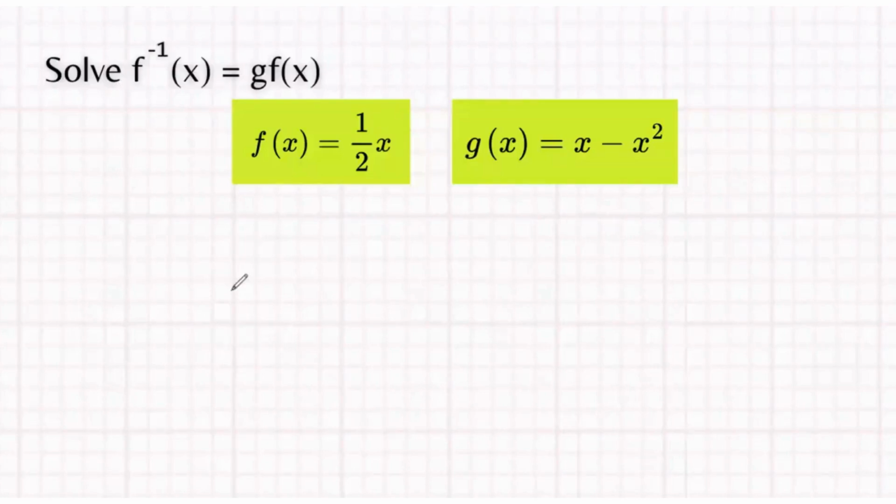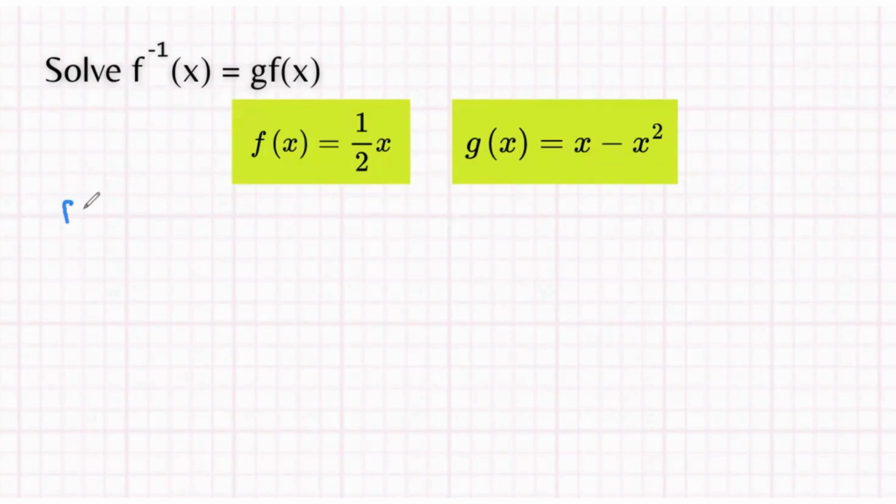So this question says that we have two functions, f of x and g of x, and they're saying solve f inverse of x equals g of f of x. So we're doing two things in one question. We're finding the inverse and we're finding the composite function as well. So let's begin with finding the inverse.